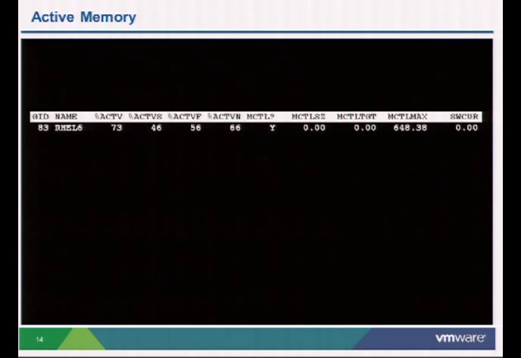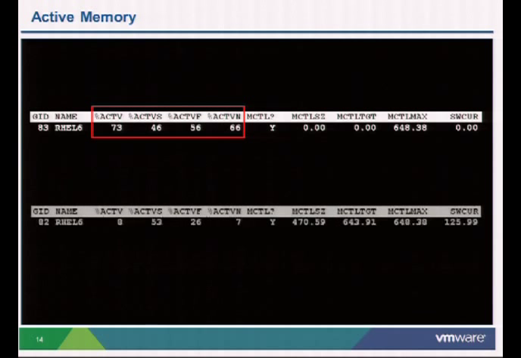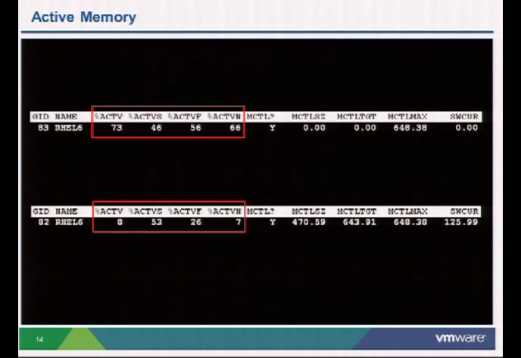But let's take a slightly different example here. Here the active memory is really high, 73%, so some sort of CPU activity is going on, some benchmark is running in my case. Then the active memory drops quite significantly. There could be two things. One is the guest is becoming idle because it doesn't have any work to do. That would explain why the active memory came down.